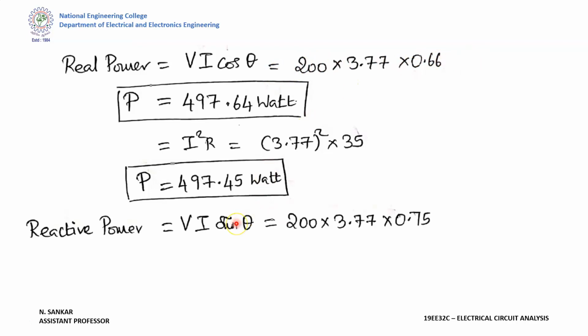So substitute the angle here, which will be equal to 0.75. The sin theta value is 0.75. So the reactive power is 565.5 volt ampere reactive, that is VAR.